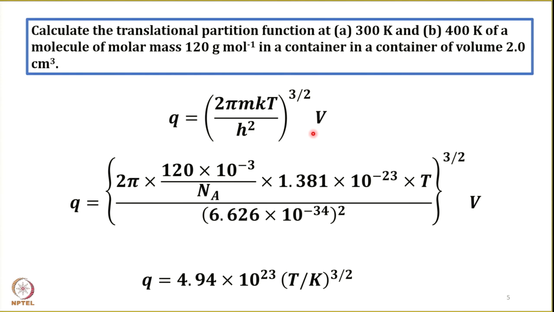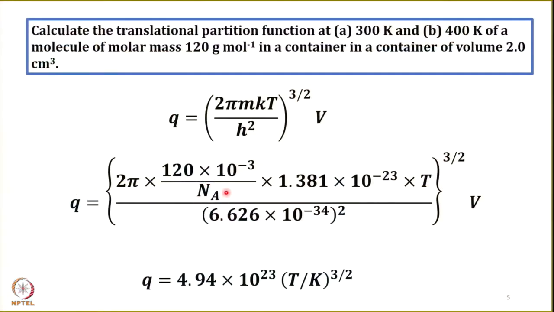The point to be noted over here, m, we are given 120 gram per mole. So to convert 120 gram per mole into the mass of one particle, you need to divide by Avogadro constant, which is 6.023 into 10 to the power 23, and to convert gram into kilogram, another factor of 10 raised to the power minus 3 is required. This is Boltzmann constant, and I'm keeping T as general. And Planck's constant is 6.626 into 10 raised to the power minus 34. So when you calculate this, Q turns out to be 4.94 into 10 raised to the power 23 multiplied by temperature in Kelvin raised to the power 3 by 2.